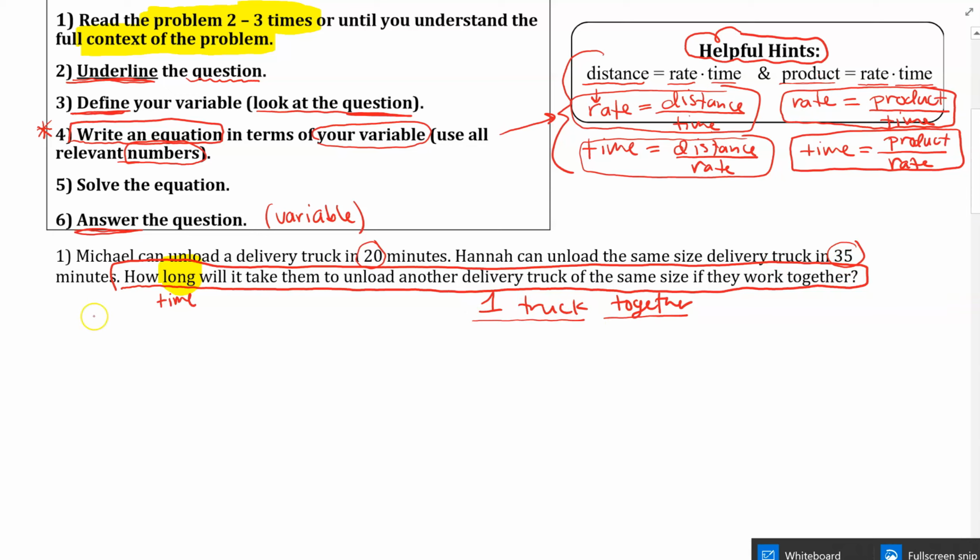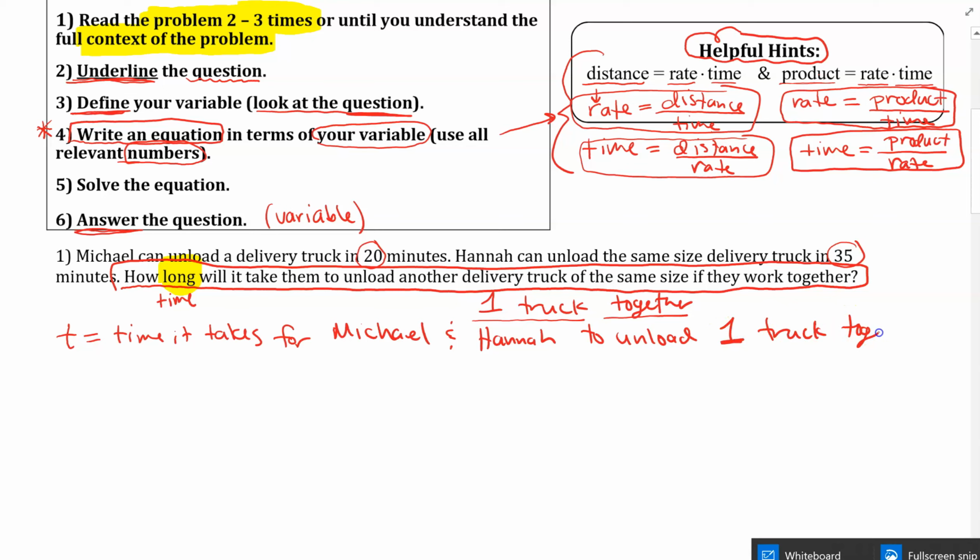So I'm going to define my variable. I'm going to say T is equal to the time it takes for Michael and Hannah to unload one truck together. Right? But I had to read through it a couple times to get that context. They've already unloaded one each. Question is, how long would it take for them to unload one together? And we don't know. So that's my variable.